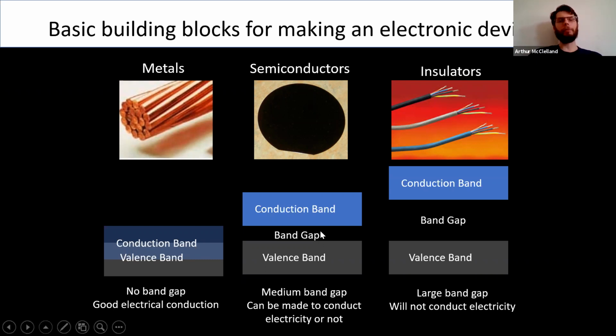Semiconductors have a sort of medium band gap. You can engineer the band gap in different ways. Different materials will have different size band gaps. But the point with the band gap is we can turn it on to be a conductor when we want it to, and we can turn it off to be an insulator when we don't want it to conduct electricity. So this semiconductor material lets us turn on and off whether it's a conductor.